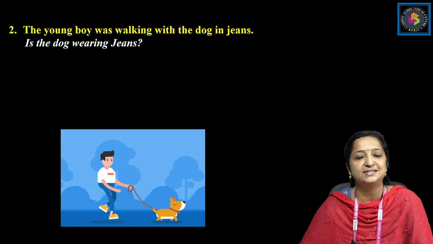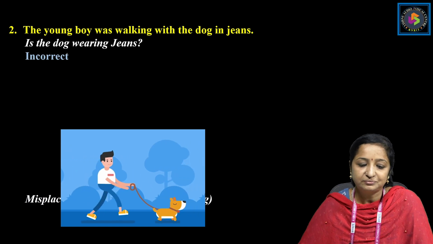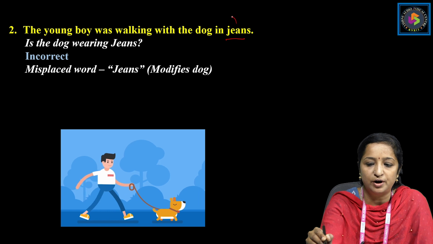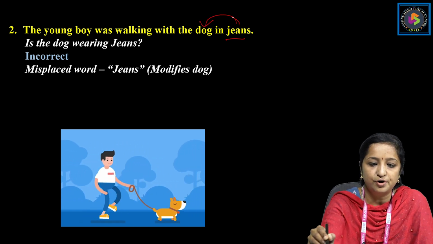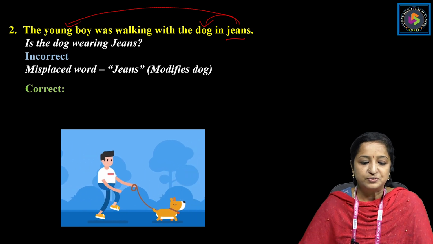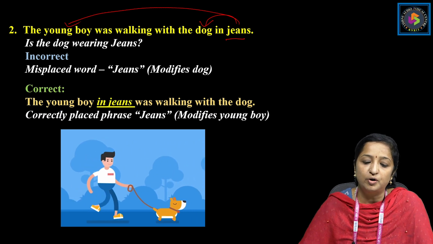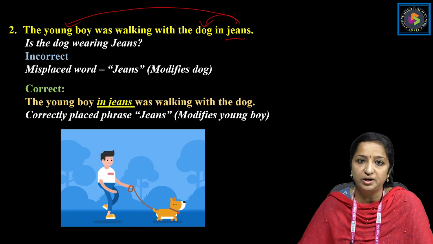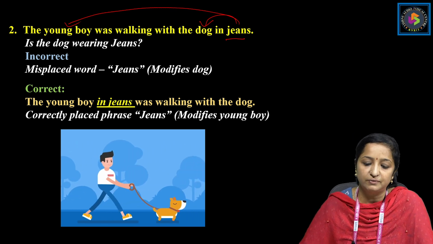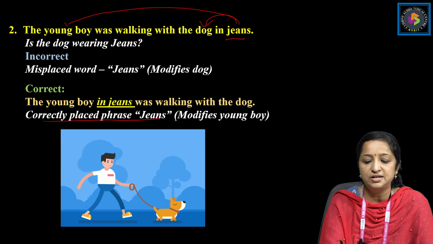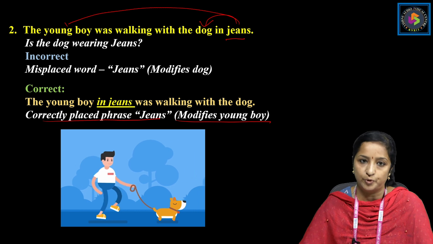So, this sentence is wrong where the misplaced word jeans is modifying the dog instead of modifying the young boy. So, the correct one is the young boy in jeans. The correct one is, the young boy in jeans was walking with a dog. Here we can see that the jeans is modifying the young boy.